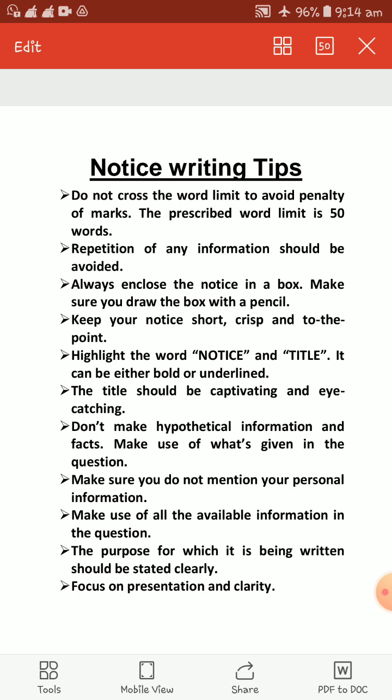Next one, the second last one: the purpose for which it is being written should be stated clearly. What is the main purpose of the notice? Why are you writing it? That should be mentioned very, very clearly.